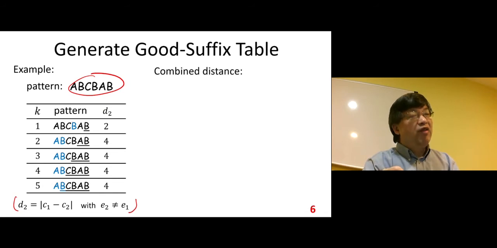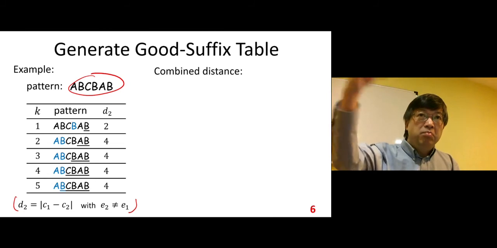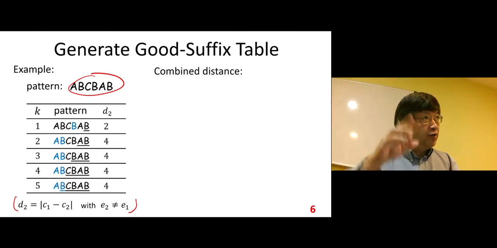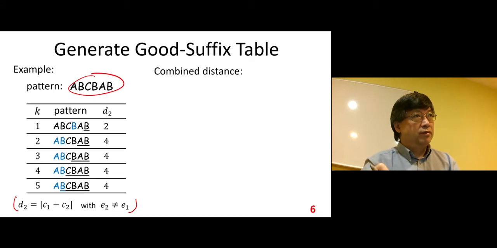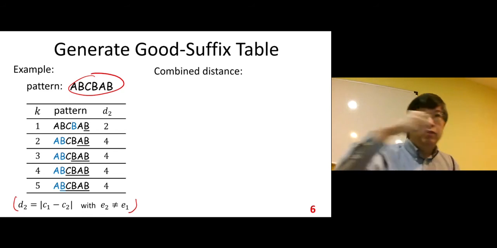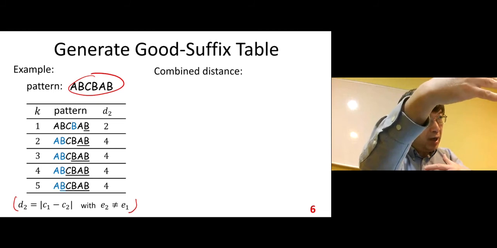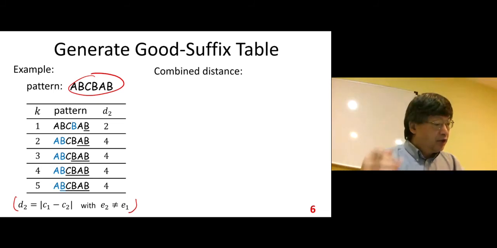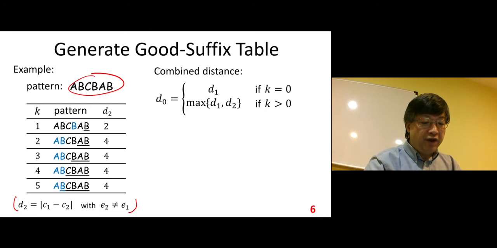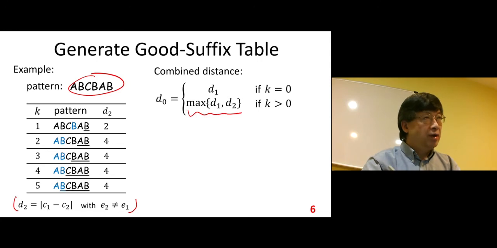So we need to define the combined distance for our final shift size. We have different views. Which view can give us a better, longer distance? We will take the longer distance, because either view works. So we combine them. We take the larger step size so we can move faster. So our combined distance, we will define as the maximum of the 2 distances, D1 and D2.